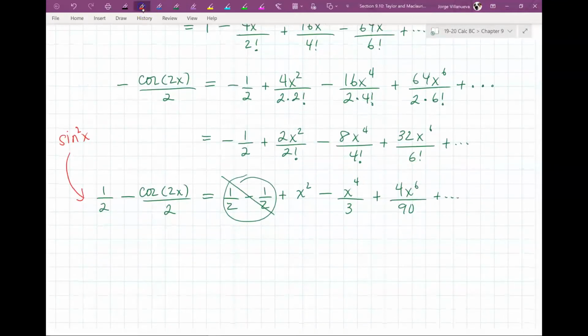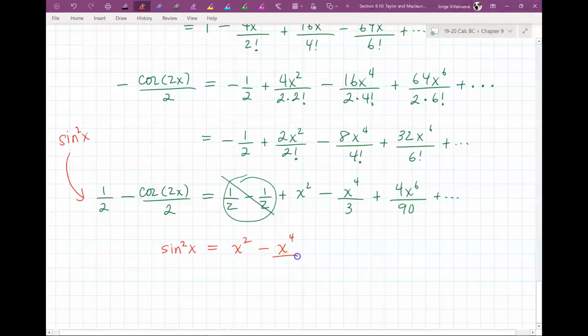So final step. Sine squared x is equal to x squared minus x to the 4th over 3 plus 4x to the 6th over 90. What did you do with the 1/2? The half minus half will cancel away. They'll cancel out, I mean.